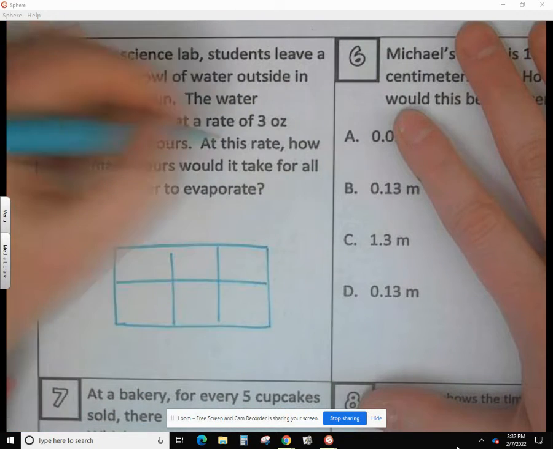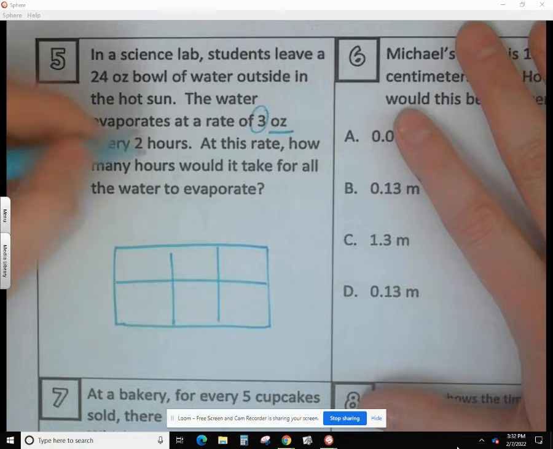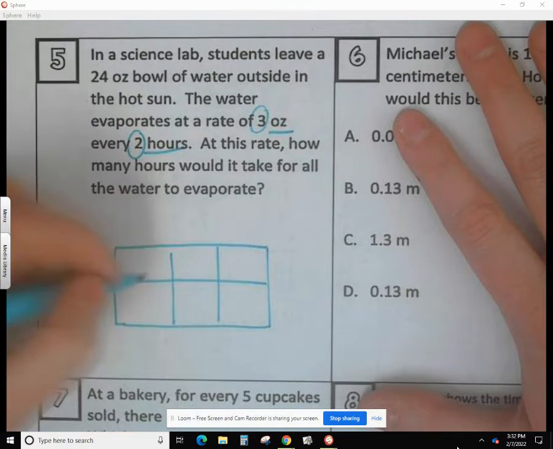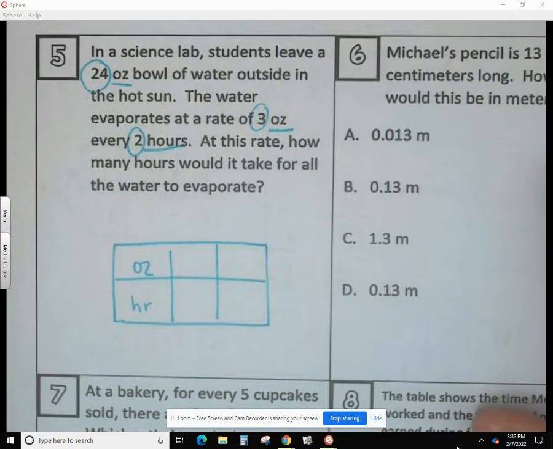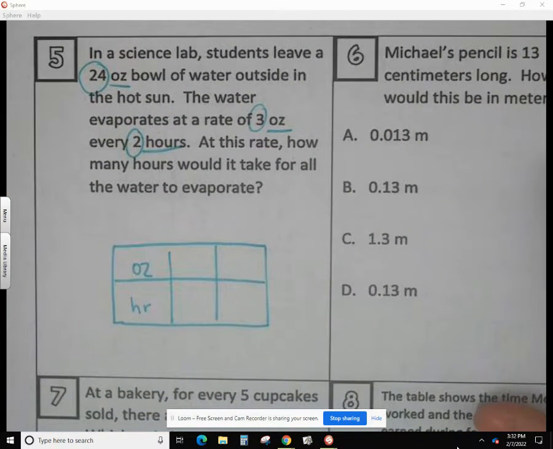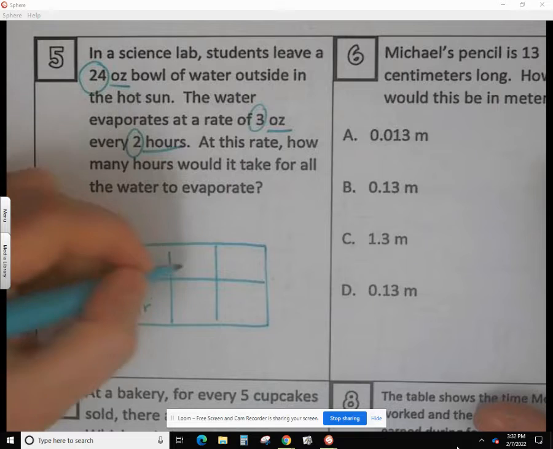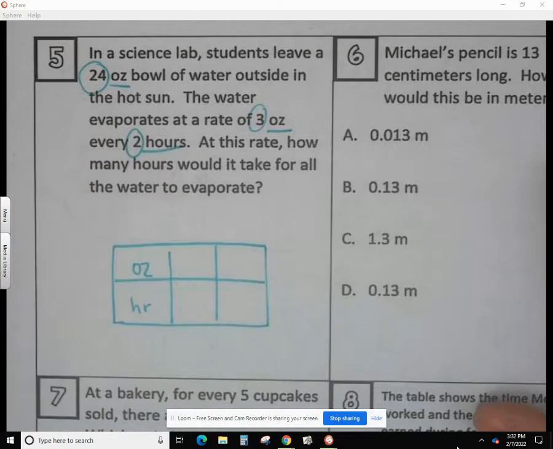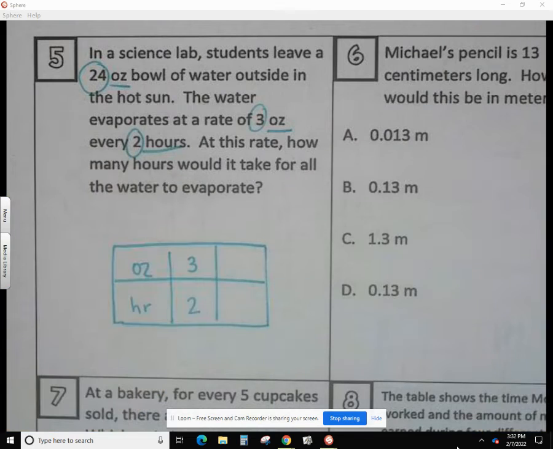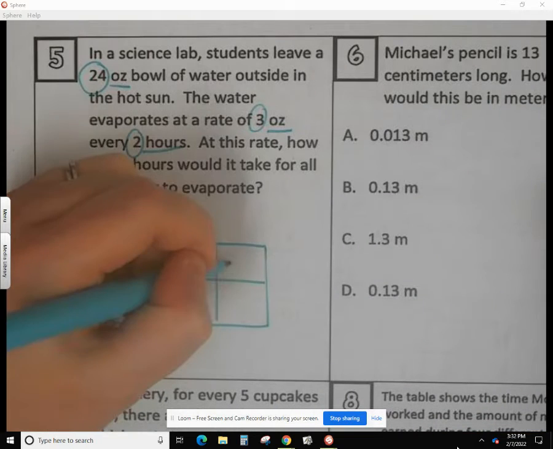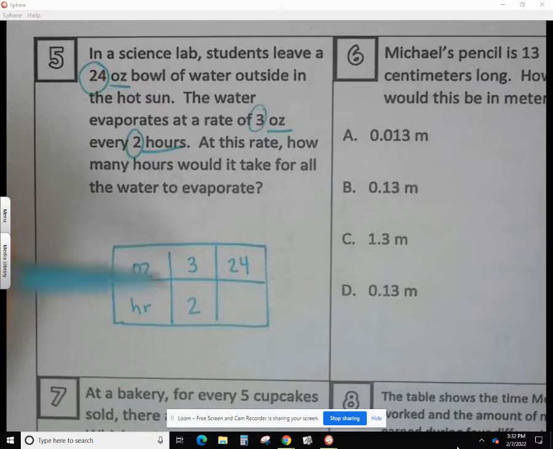In this problem, we are comparing how many ounces of water evaporate in how many hours. So ounces and hours. Notice I didn't go immediately to the 24 because it was all by itself. I want to look at my ratio first. My ratio is what has to go here. That's the two numbers that are together in the problem. So 3 and 2 are together in the problem. 24 is all by itself, so it would go over there.